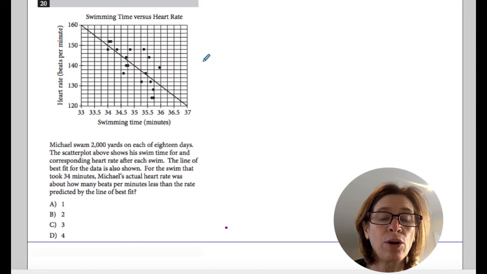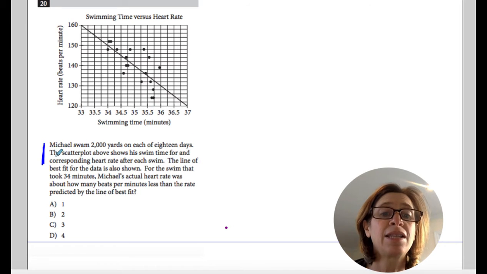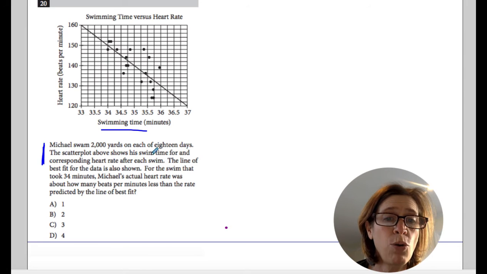So when you are looking at this, as a reminder, the beginning of the word problem is just going to tell you about the scatter plot. So for example, it says Michael swam 2,000 yards on each of 18 days. That's telling you about the situation. The scatter plot above shows his swim time and corresponding heart rate after each swim.